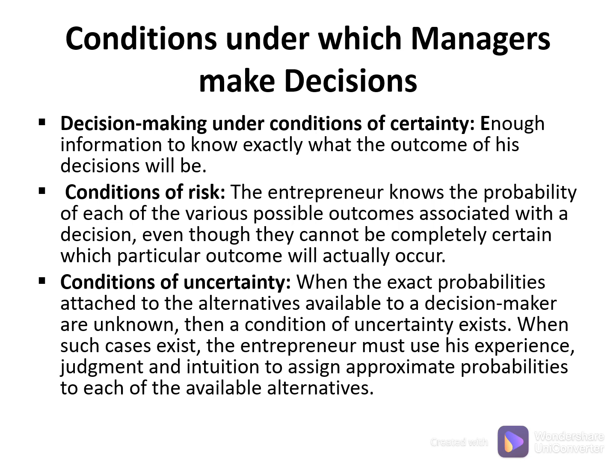So under this, you may know the probability of each possible outcome, but you may not know exactly what is really going to be the result of your decisions. And then condition of uncertainty. Here there is complete absence of information that will help you to make an informed decision. So under here, entrepreneurs normally use their experience, their judgment and intuition to assign approximate probabilities to each of the available alternatives so that they can predict the likely outcomes of their decisions.